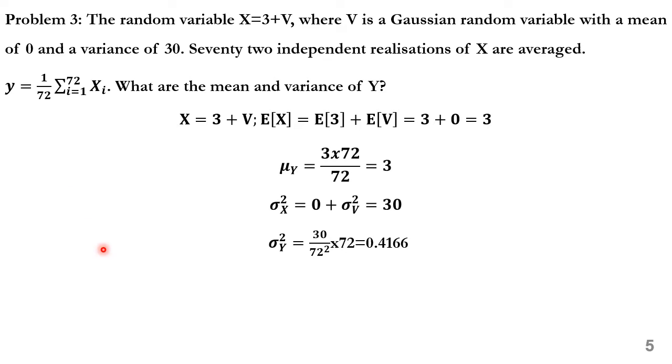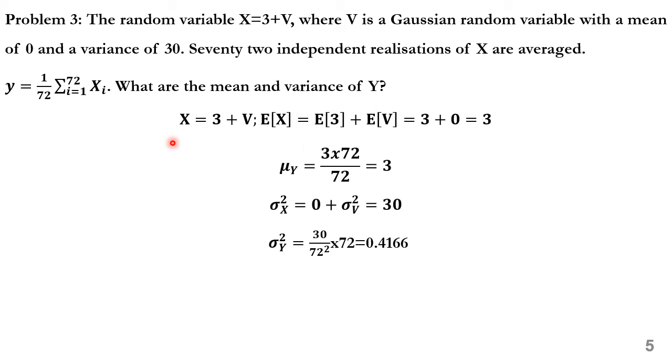Let us solve the third problem. The random variable x is equal to 3 plus v, where v is a Gaussian random variable with a mean of 0 and variance of 30. 72 independent realizations of x are averaged. So y is equal to 1 over 72 summation i varying from 1 to 72 xi. What are the mean and variance of y?